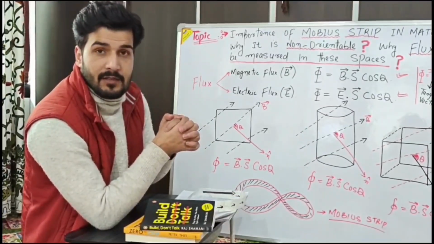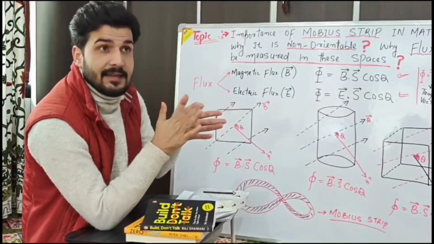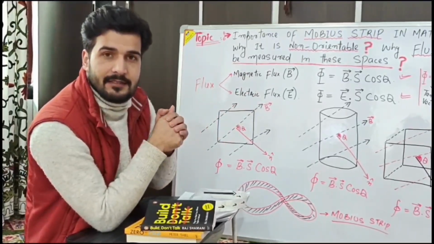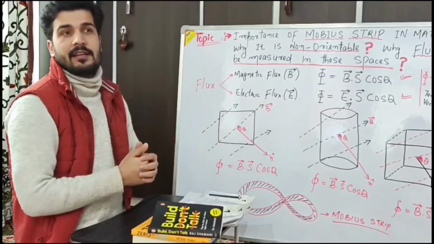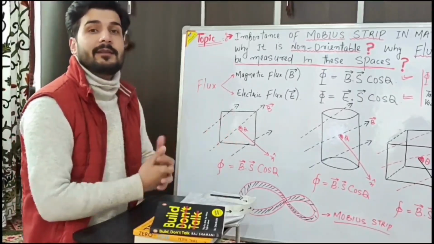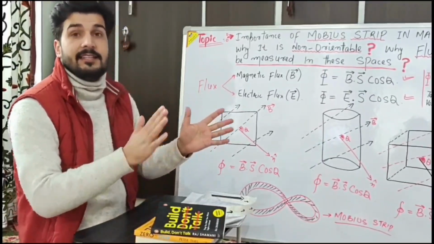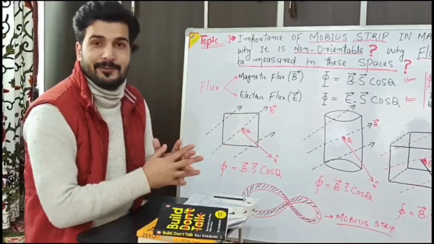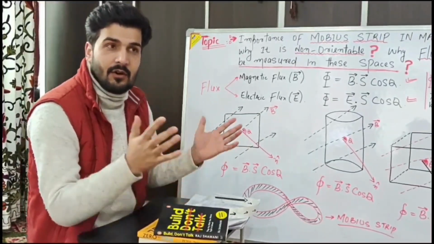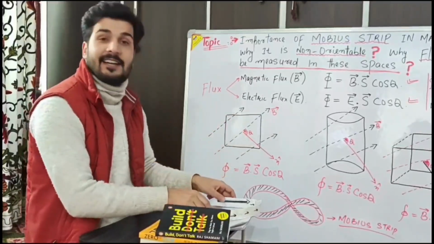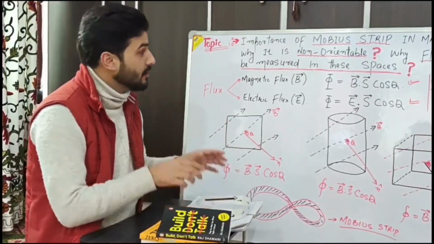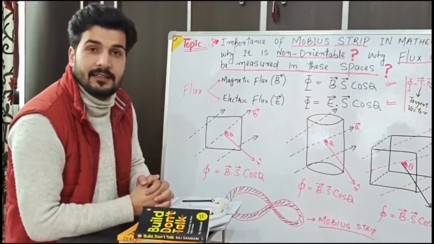Right? If we take an example of any other geometrical surface, in most cases they are orientable. It means that the direction of the tangent vector and the direction of the normal vector do not change. So it is the game of the tangent vector and the normal vector that makes the Möbius strip non-orientable. Right?